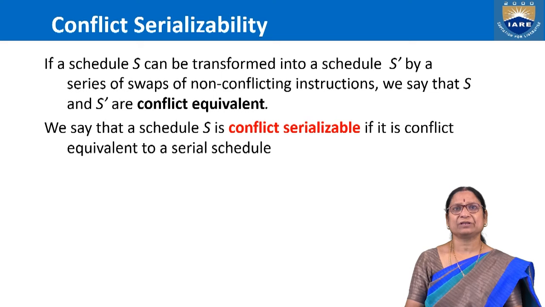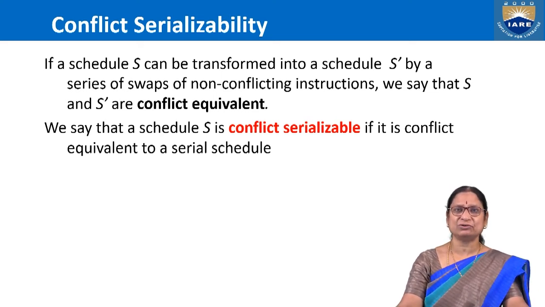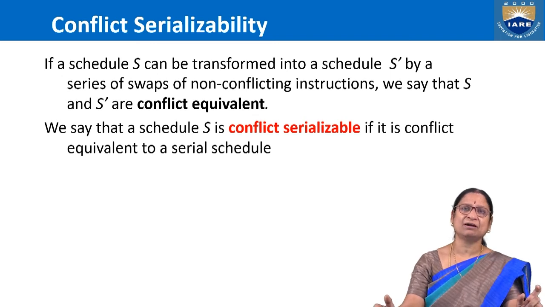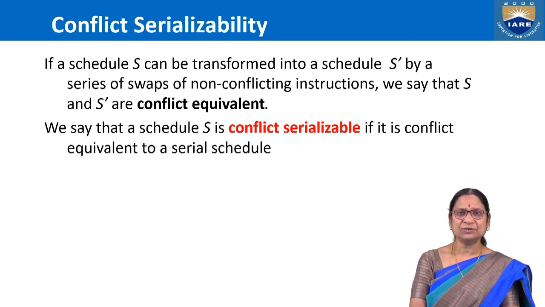What is conflict serializability? A schedule S was given. If we are able to transform this schedule S into another schedule S dash by a series of swaps of non-conflicting instructions, as we explained in the previous slides, if two instructions are non-conflicting, they can be interchanged. The order can be swapped. So, if we are able to get a schedule S dash from a given schedule S by applying a series of swaps of non-conflicting instructions, we will say S and S dash are conflict equivalent. That is, we are able to get S dash which is conflict equivalent to S.